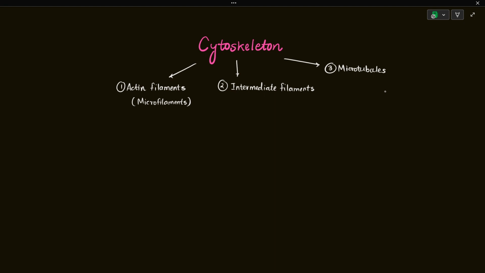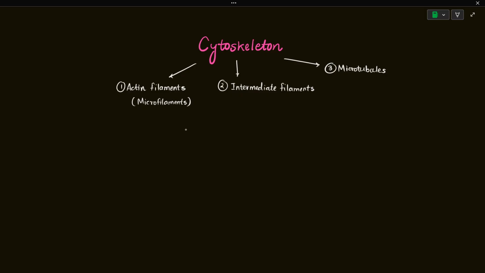For example, the actin filaments help in muscle structure. They build the structural unit of muscles, which is known as the sarcomere, the structural and functional unit. Then again, intermediate filaments form the laminar structure, the nuclear lamins in the nucleus. The microtubules form the different motile structures like cilia and flagella. So we will be learning about those structures in upcoming lectures.